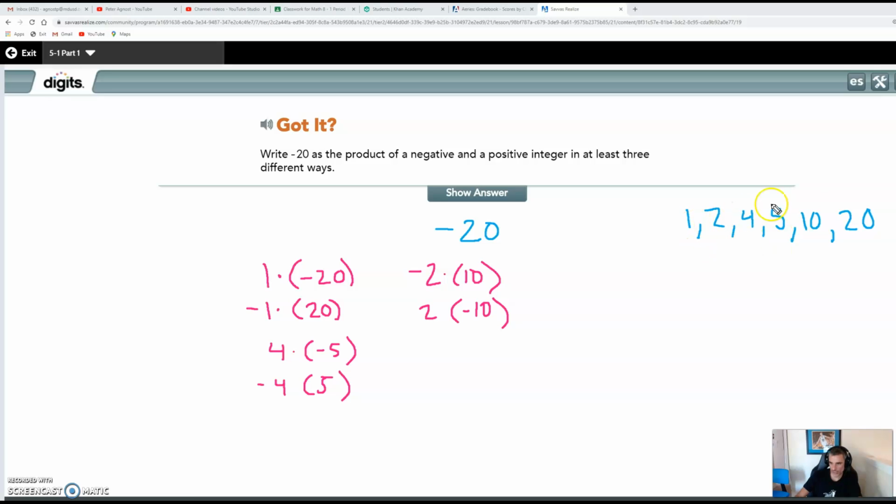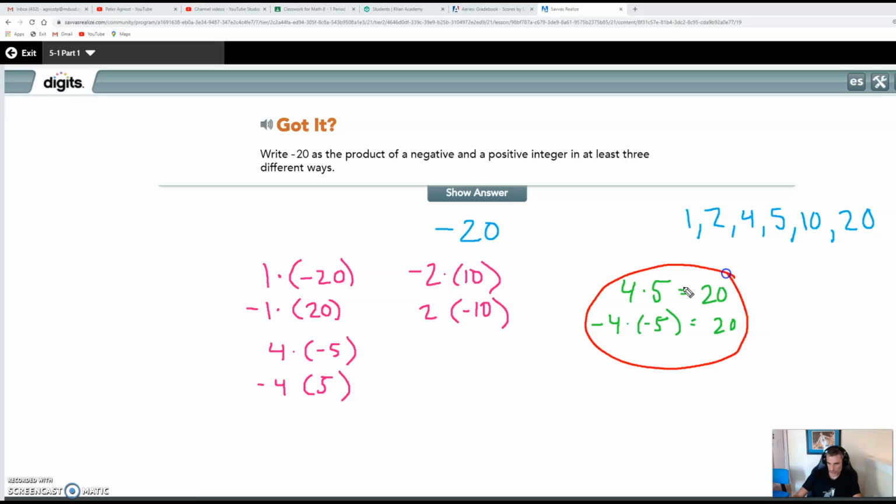Is that all of them? I did 1 times 20, 2 times 10. Yeah. But again, if I were to do 4 times 5, we know that's positive 20. They're both positive. And if I was to do negative 4 times negative 5, that would be a positive 20. So for this problem, those where the signs are the same don't work.